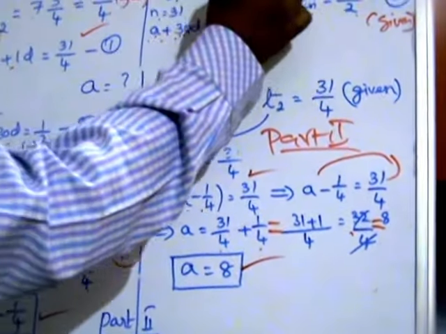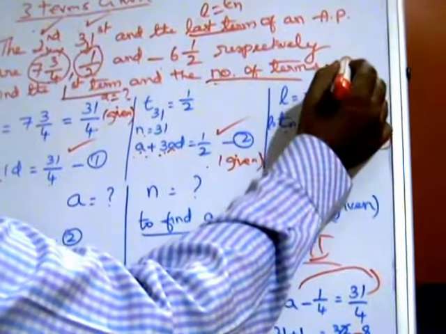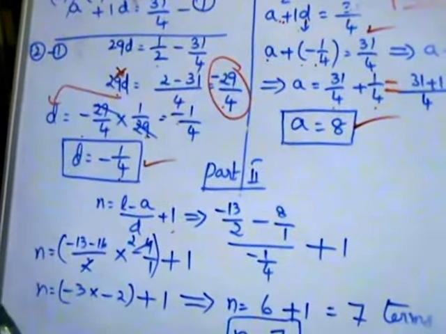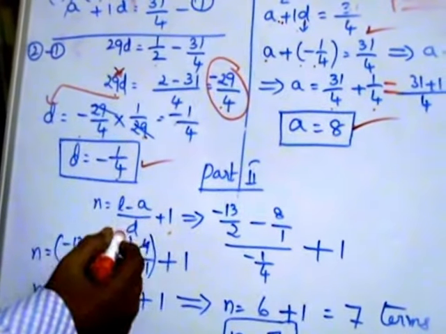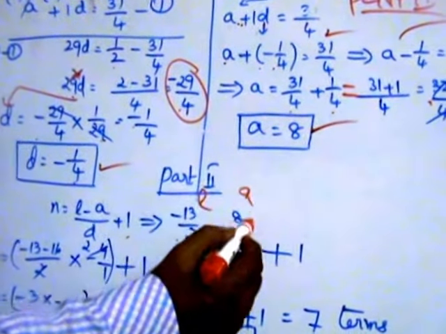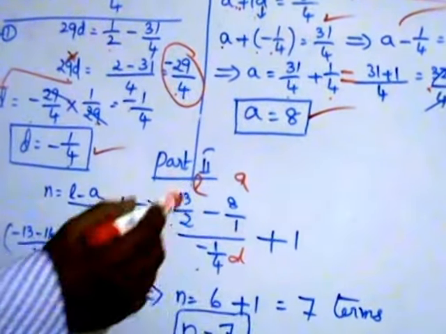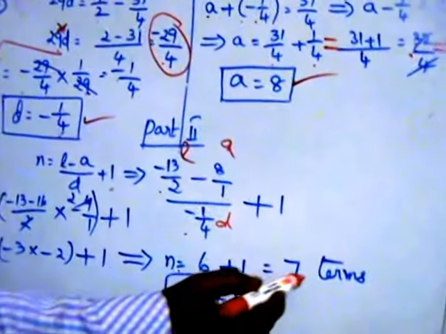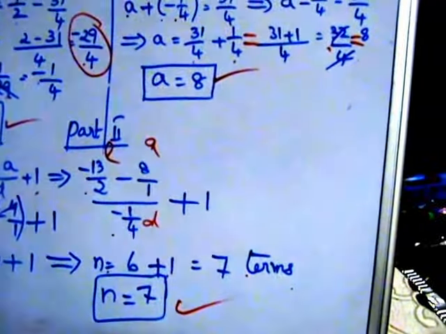Now they want the number of terms, called n. N is equal to question mark. So for n, you can use the formula (L minus a) by d plus 1. You can substitute the values. L is here, a is here, d is here. This is called L, a and d, and plus 1. When you simplify this, you get this. 2 is the LCM, you get it. And from this n, you get 7 terms. N is equal to 7.